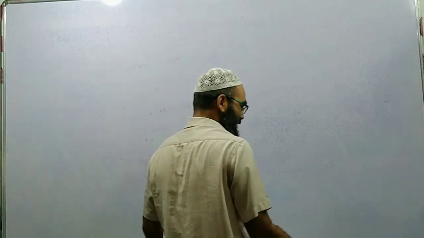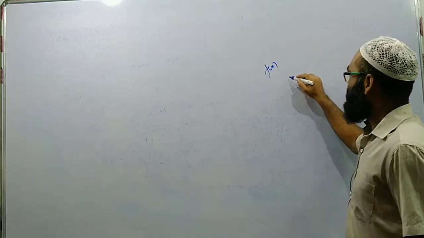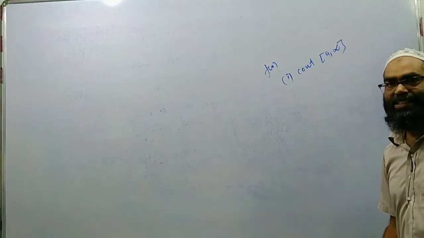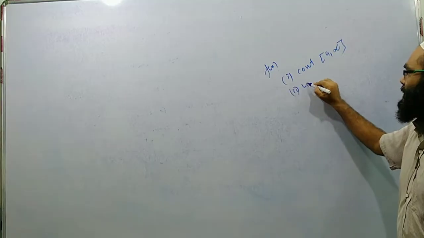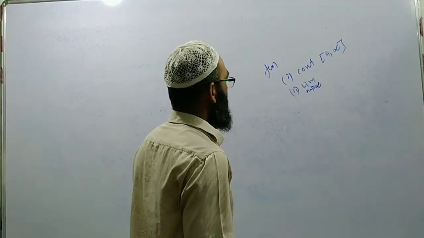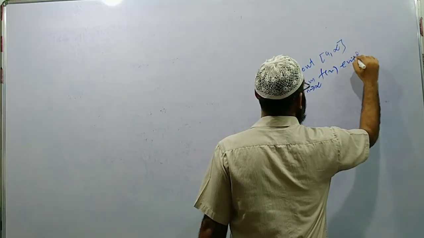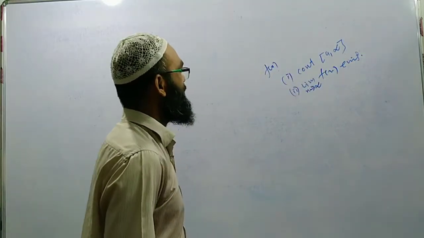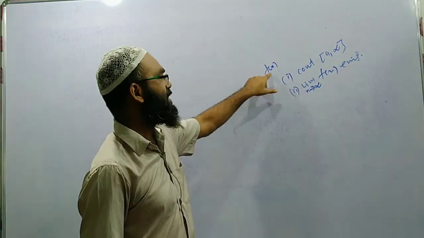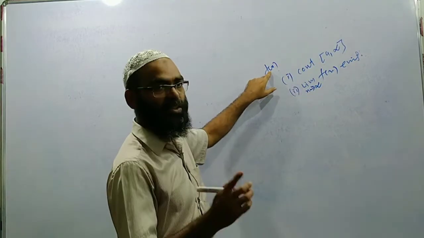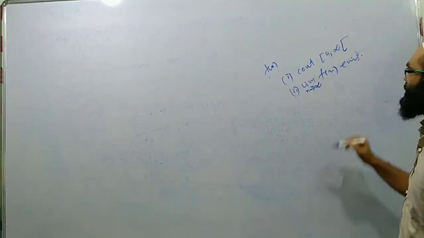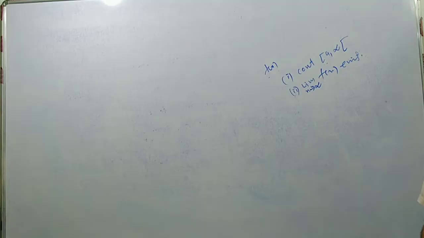Now if a function f(x) is such that, number one, it is continuous on (a, infinity), a is a real number, and number two, limit x tends to infinity of f(x) exists, then this is the necessary and sufficient condition for f(x) to be uniformly continuous on the open interval (a, infinity).